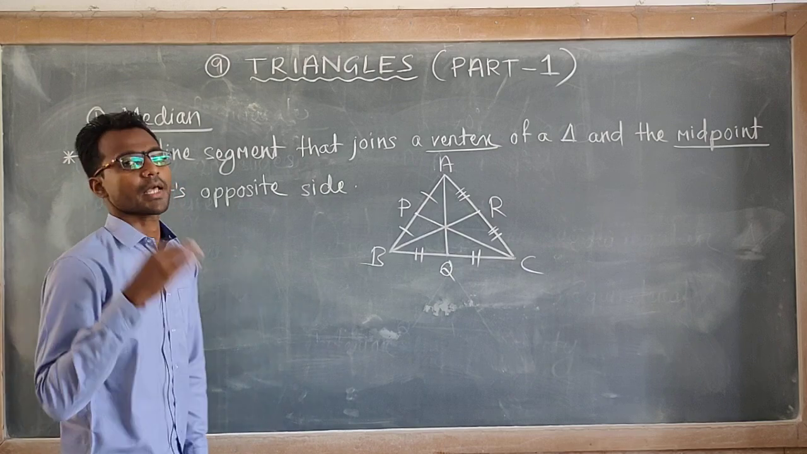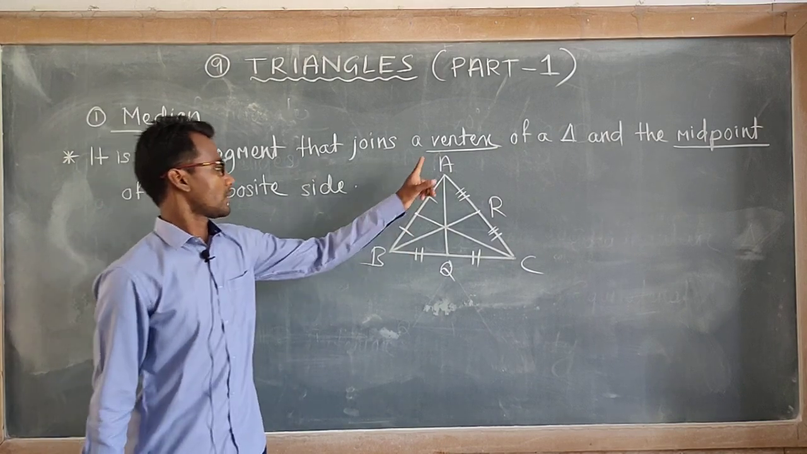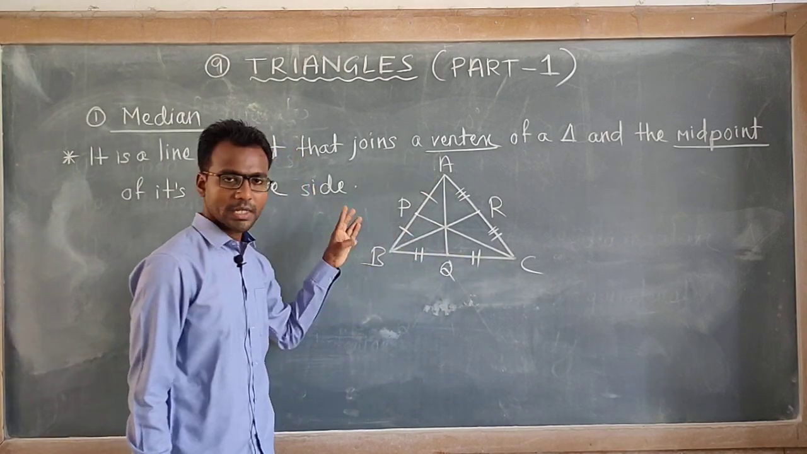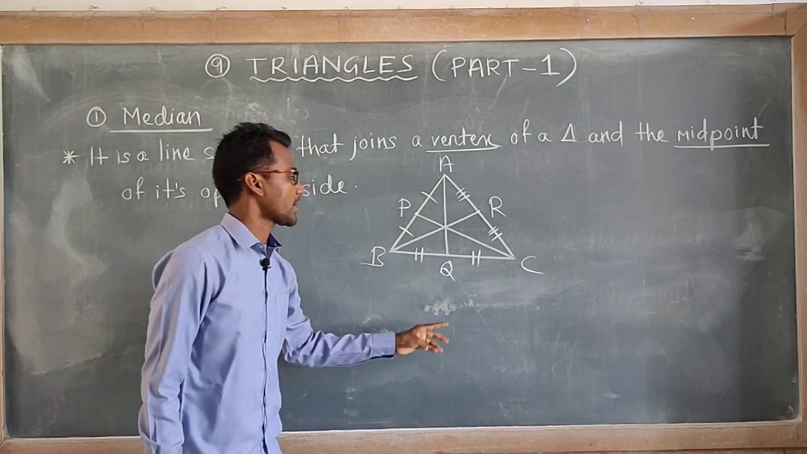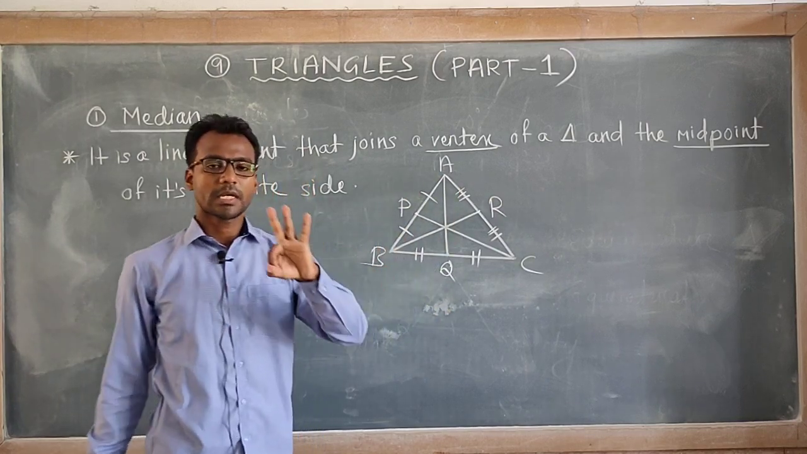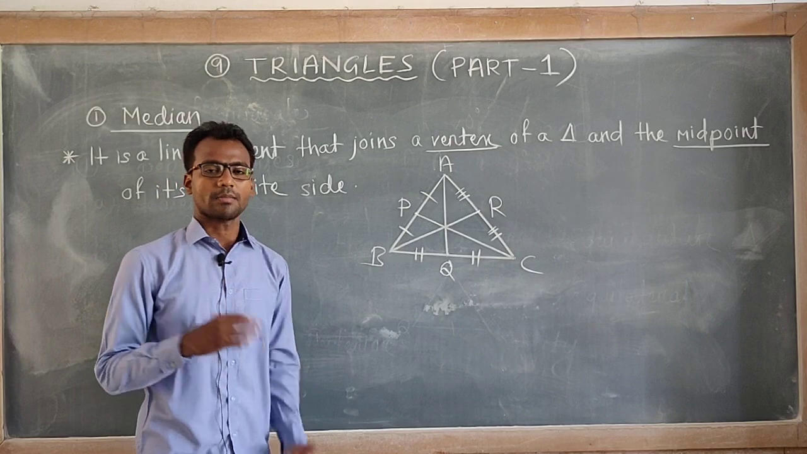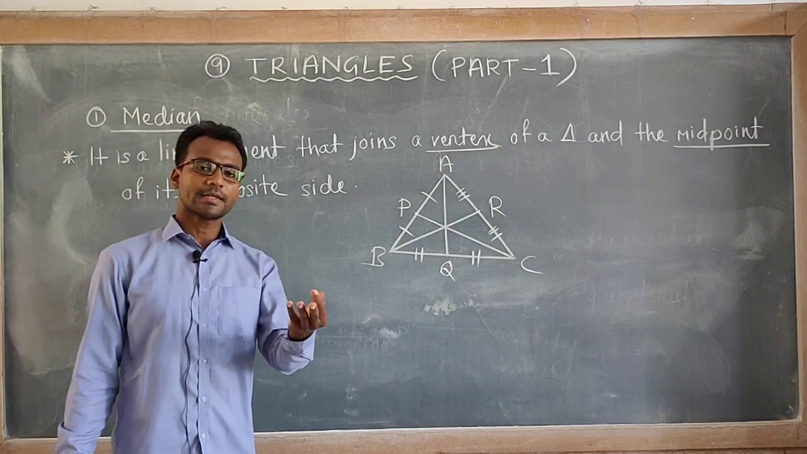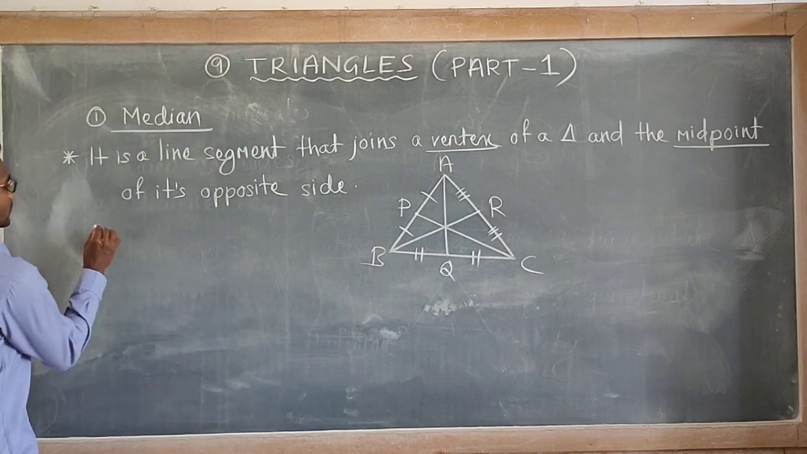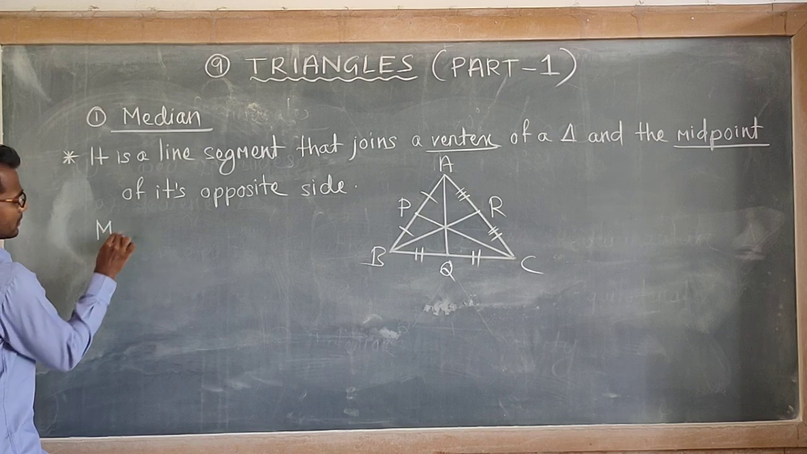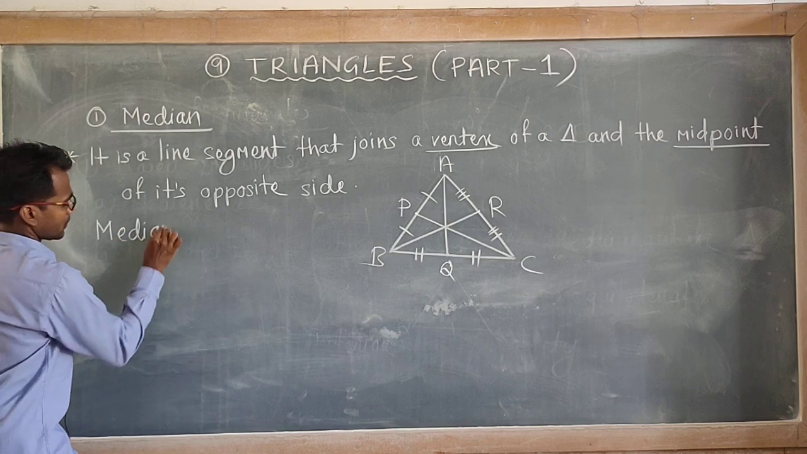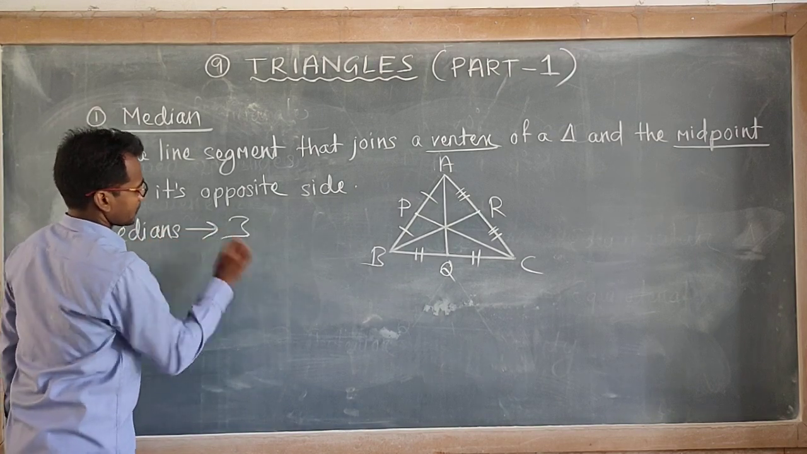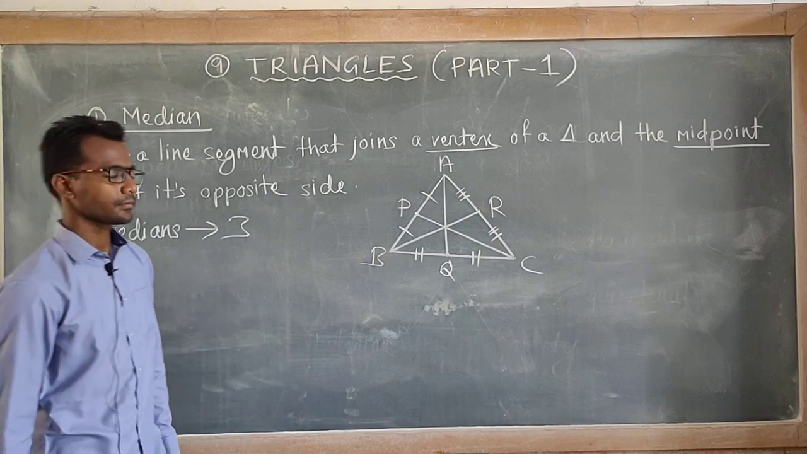Okay, now this is another median. CP is one median, AQ is another median, BR is another median. So there can be 3 medians of a triangle because a triangle has 3 vertices and 3 sides. So how many medians? There will be 3 medians.